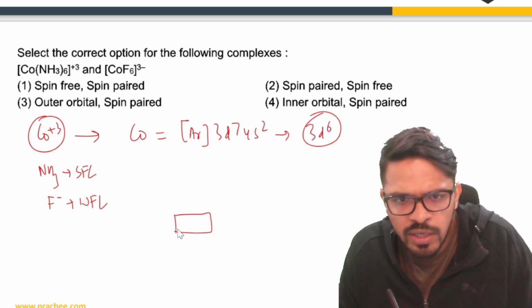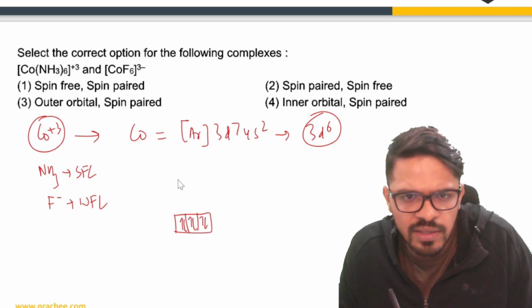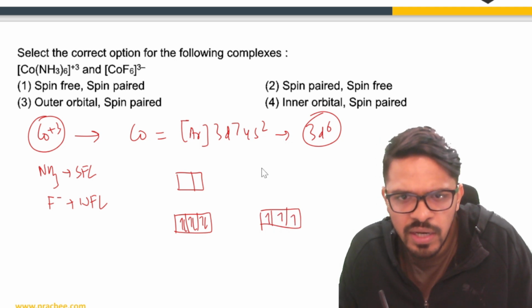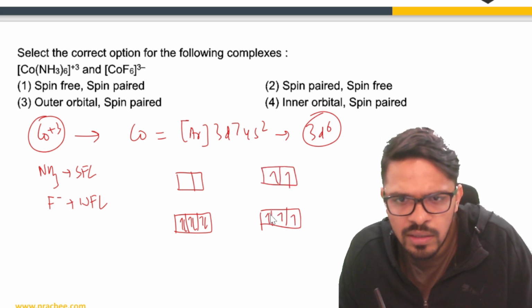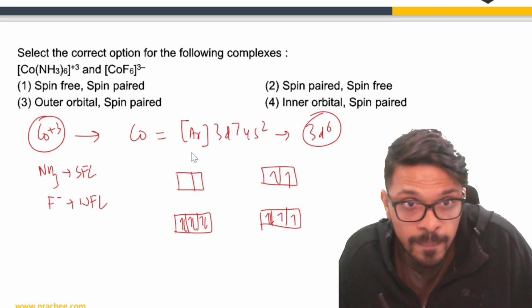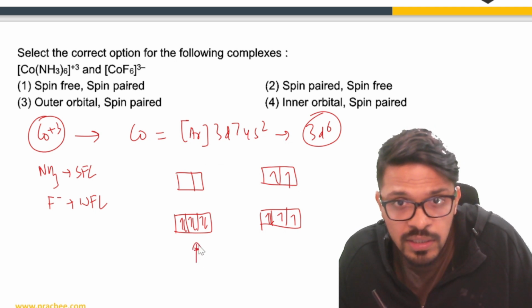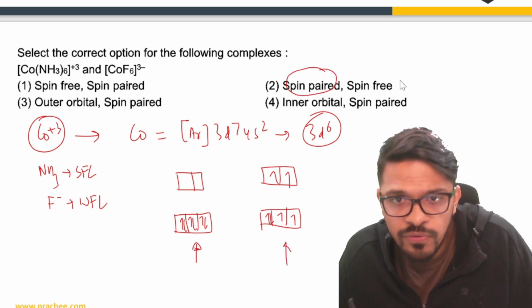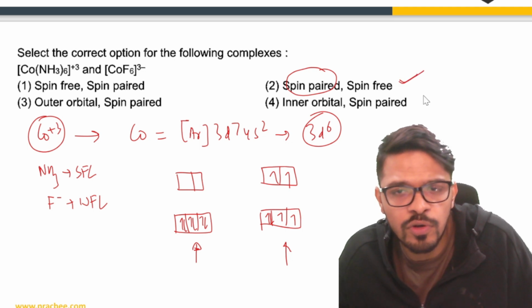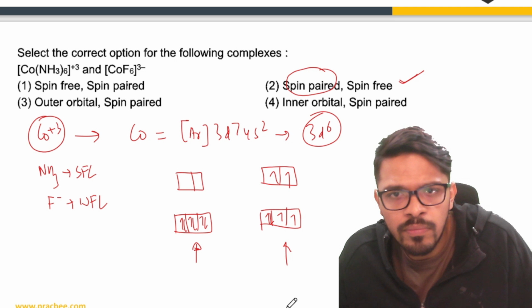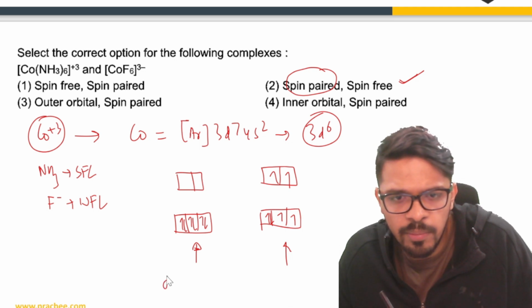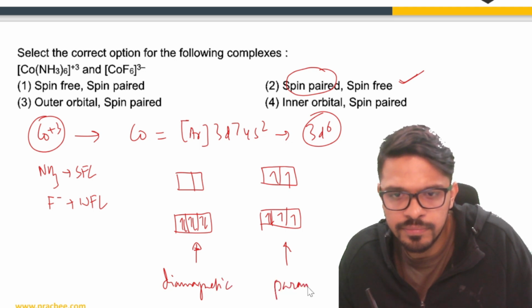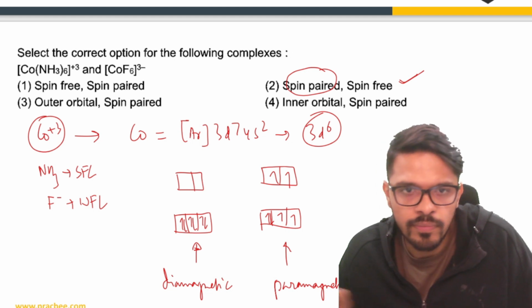So in case of ammonia, we will have something like this, and in case of fluorine, we will have something like this. Right, so here the spin is paired, and here the spin is free. So the correct answer would be: this is diamagnetic and this is paramagnetic, right?